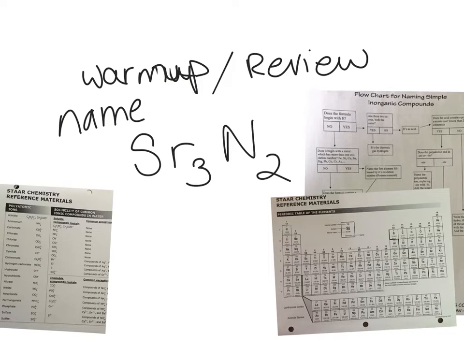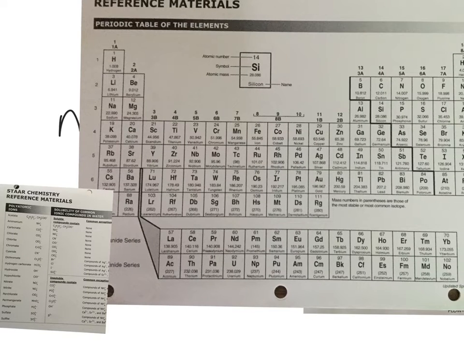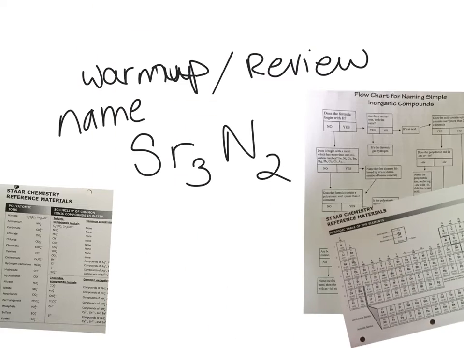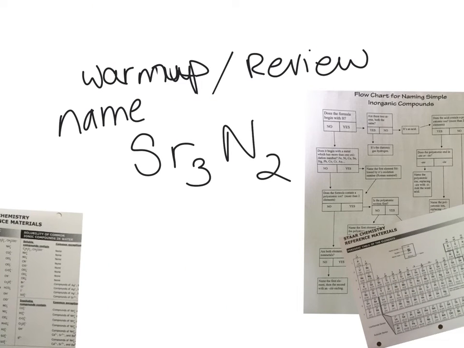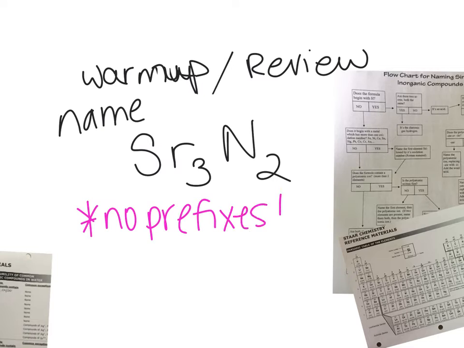Okay, so when you're approaching this type, we've got to ask ourselves the question, is there a metal or not? So when you look at your periodic table, is either of those on there? Yes, we have strontium right there, right? So it's on the left-hand side of your periodic table. So once we know that it's ionic, that tells us for sure, no prefixes. That's your first thing, no prefixes, okay? It's most likely just naming as is, okay?